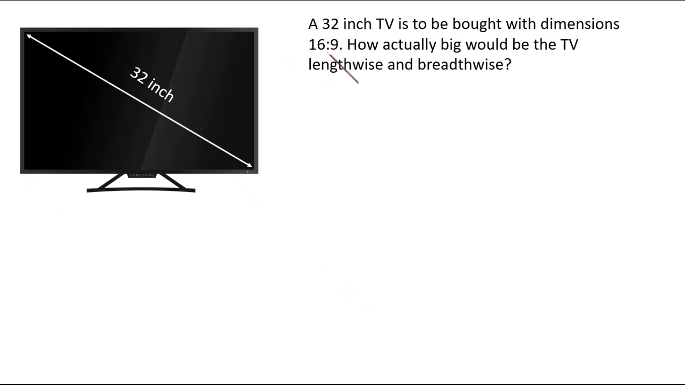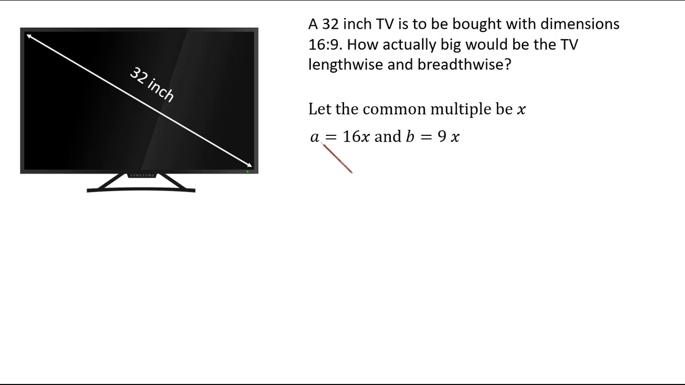And since the ratio is 16:9, we can say let the common multiple be x, and A, the length portion, will be 16x, and B, the breadth portion, will be 9x. So we know that c square is equal to a square plus b square, which is Pythagoras theorem.